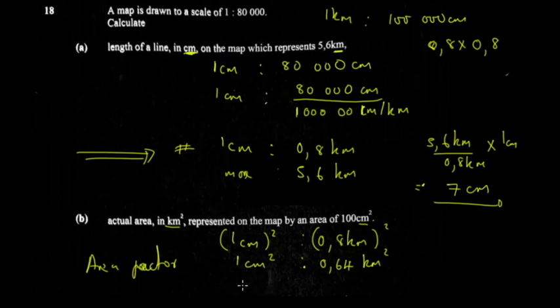And then once you're done with this, now you say 100. You're now using simple proportion. Is to what? Is to more. If more, bigger number on top, and then you get 100 multiplied by this, then you get 64. 64 what? Square kilometers.